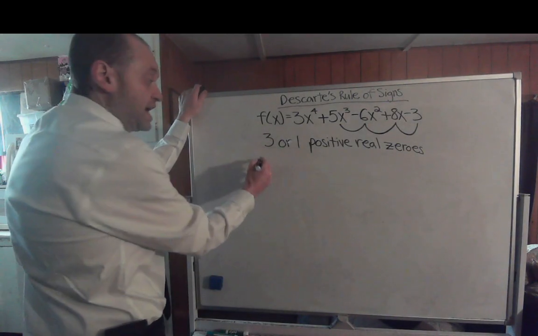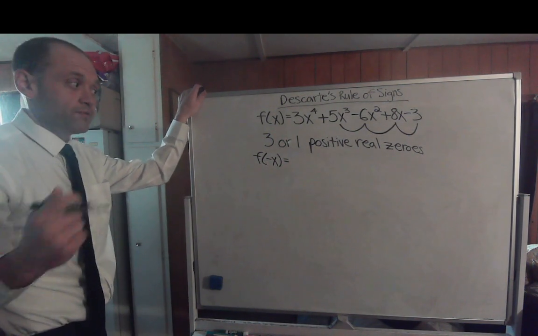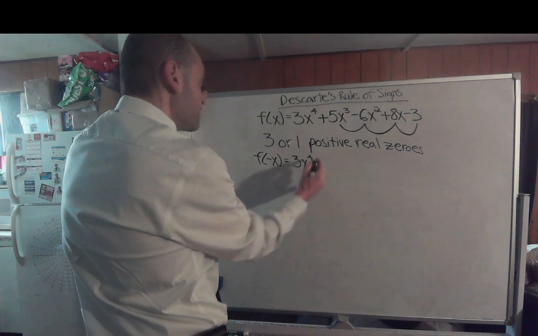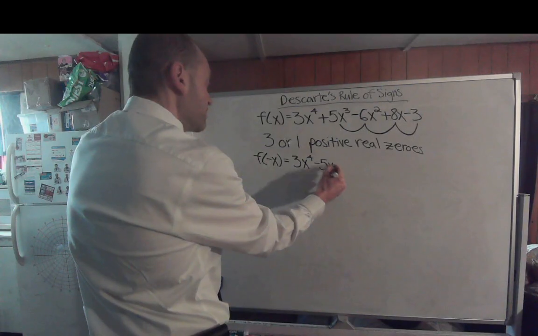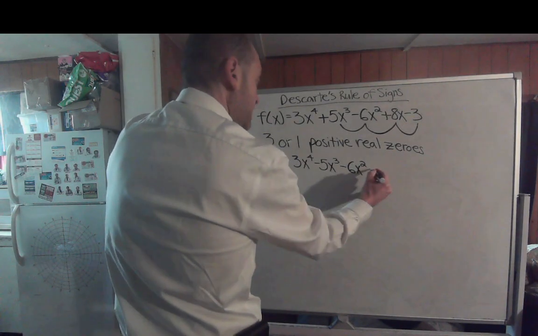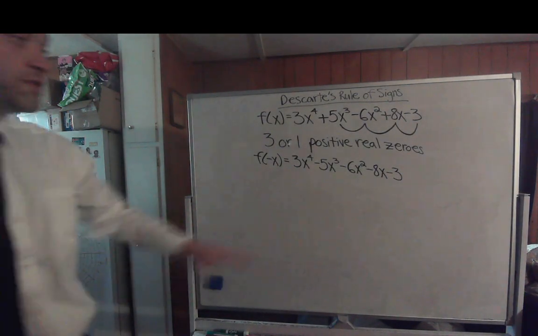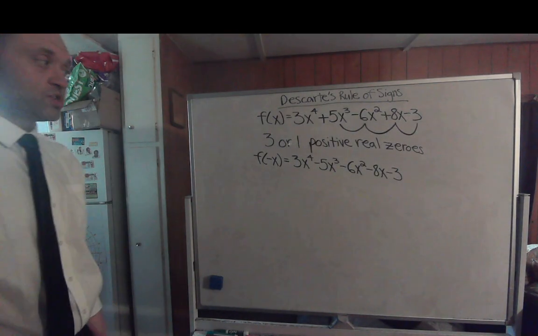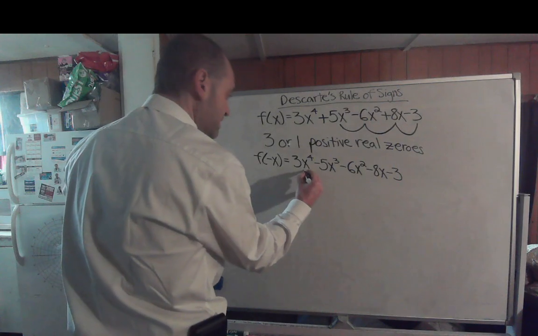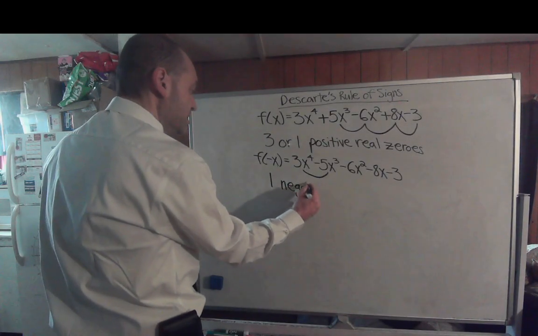And then we have to take f of negative x to try to determine the number of possible negative real zeros. So f of negative x, that's going to give you 3x to the fourth minus 5x to the third minus 6x squared minus 8x minus 3. If you look at the entire f of negative x equation, you only see one sign change, between 3x to the fourth and negative 5x to the third. So what does that mean? You only have one negative real zero. That's the best you could hope for.